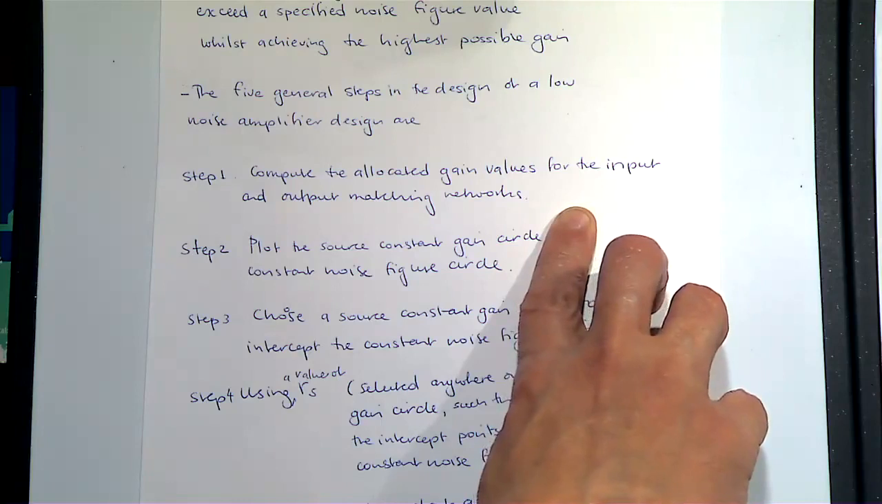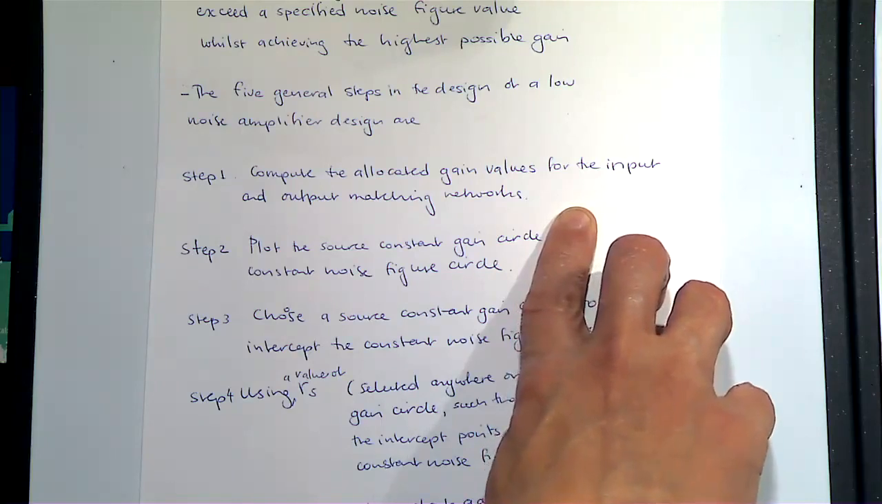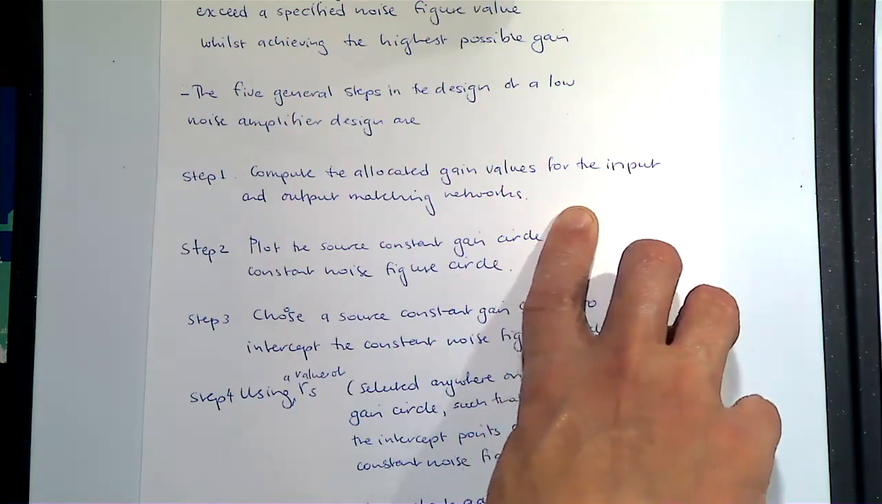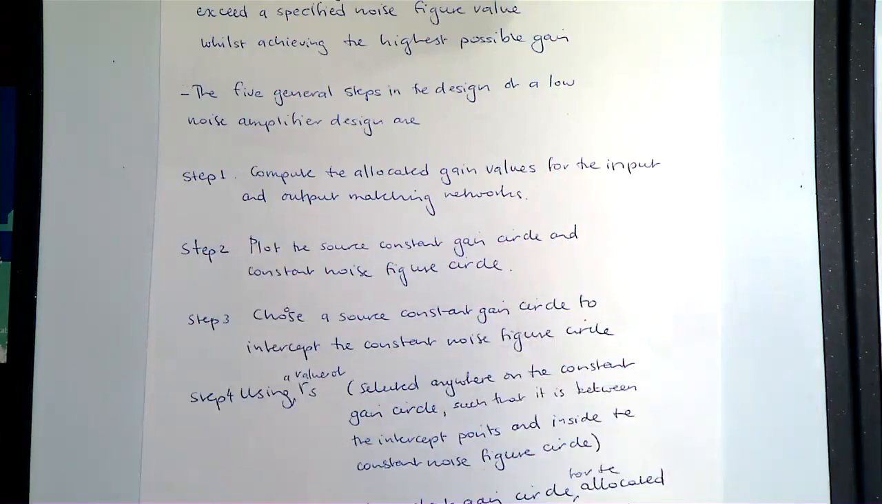S21, magnitude of S21 squared, that's the maximum gain. So what we do here is, if we know what S21 squared is, and we've calculated that in dB, the only other degrees of freedom that we have available to us is to choose what's going to happen in terms of the gain of the source network and what we are going to allocate to the gain of the load network.